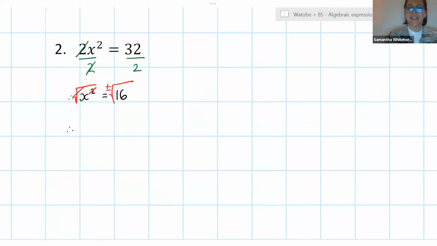Awesome, guys. Cool. Great. It is 4. But remember, we square rooted, so it must be a plus or a minus 4. For the same reason as I said earlier, positive 4 times positive 4 is 16. Negative 4 times negative 4 is also positive 16. So it can be either one of those. Right. Well done.